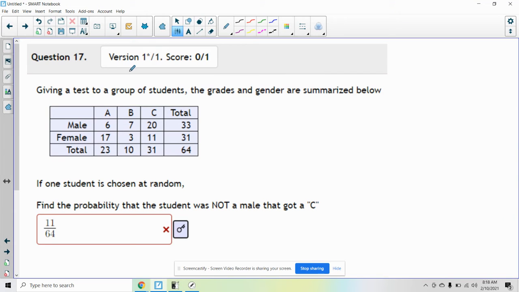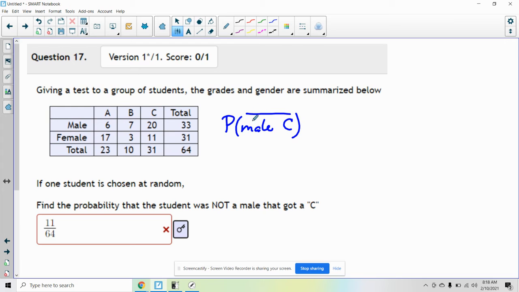Okay, so this is 17. It says, given a test to a group of students, the grades and genders are summarized below. Find the probability the student was not a male that got a C. So I'm going to write it like this: male, C. Okay. I want to know the not of that. So the complement.